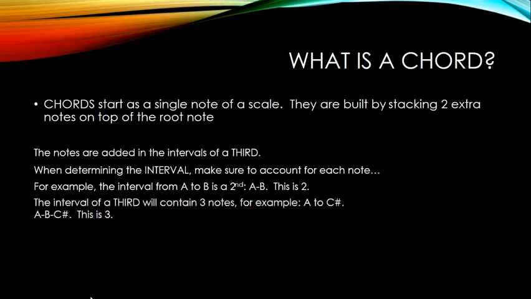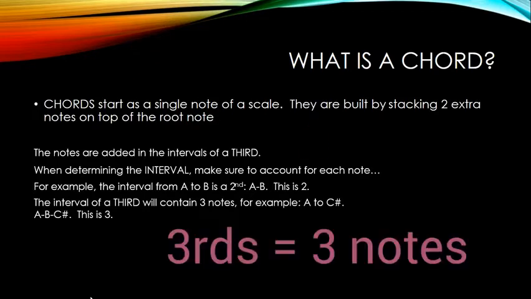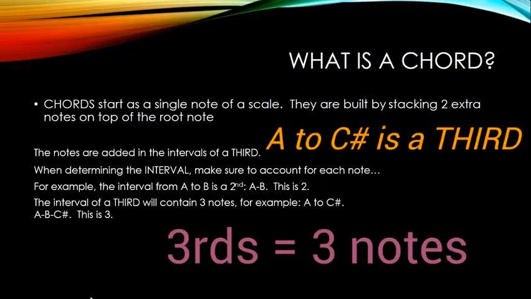For chords, we need to know intervals of a third. So naturally, an interval of a third is going to have 3 notes. For example, A, B, C sharp, 1, 2, 3. So A up to C sharp is a third.